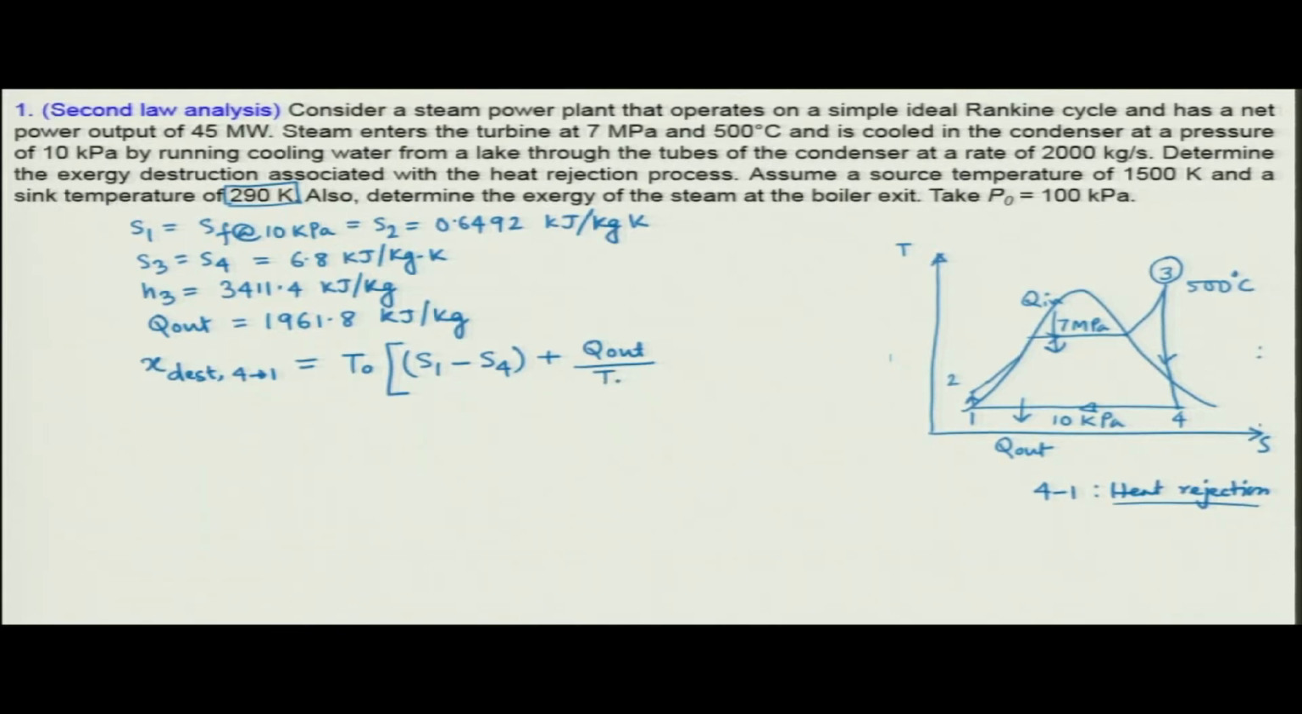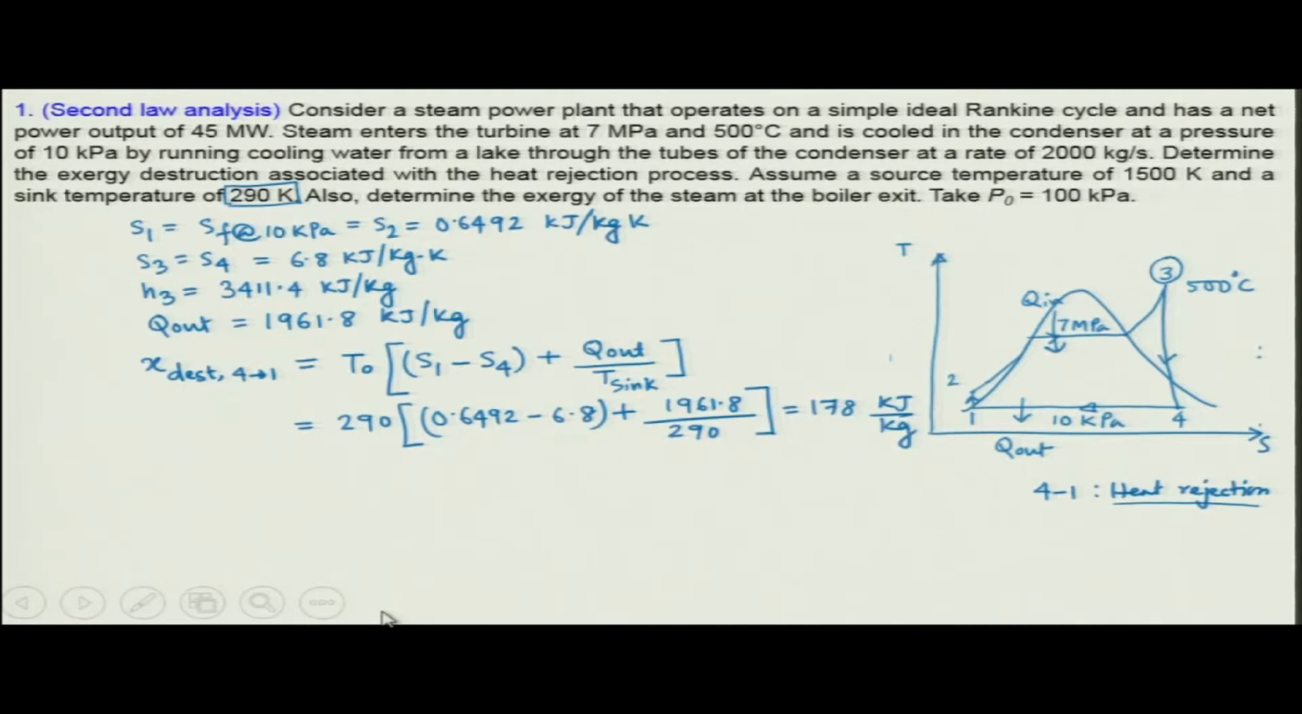Let me write it as temperature of the sink. Now, you substitute the numbers. This T naught is basically the temperature of the surrounding, that is 290 Kelvin, and S1 we already obtained as 0.6492, S4 is 6.8, and then you have to add the heat rejection, that is Q out, 1961.8 divided by 290. If you calculate it, you will obtain 178 kilojoule per kg. So, that is the exergy destroyed during process 4-2-1.